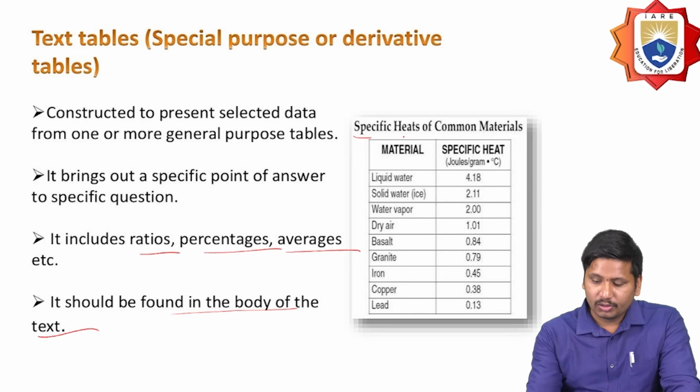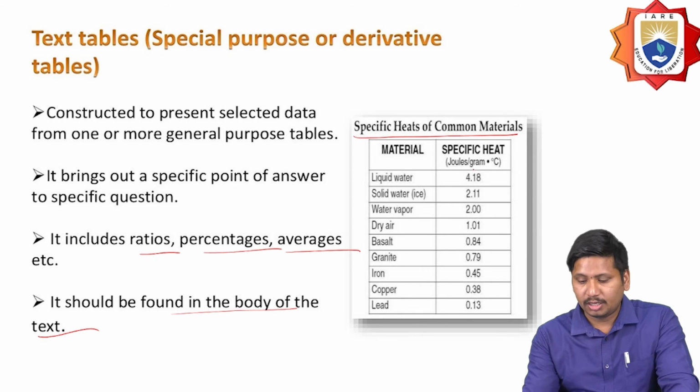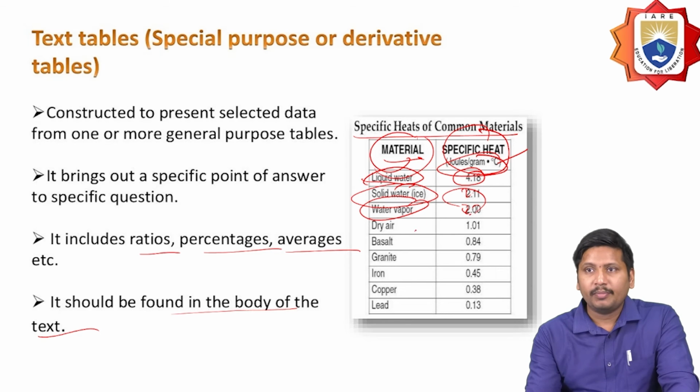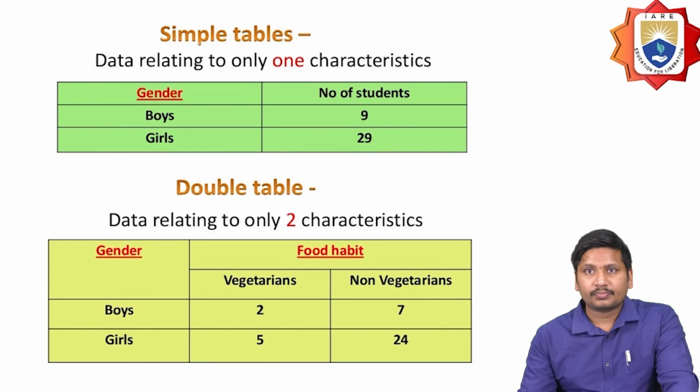For example, if I want to see the specific heats of common materials, I can define the column as material, and specific heat measured in centigrade. Liquid water is 4.18, solid water 2.11, and water vapor 2.00. Like this I can clearly specify the columns and rows and use some measurements. Text tables should all the time be related to experiments.